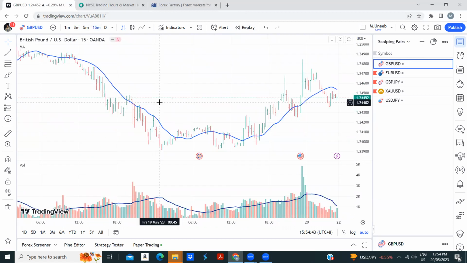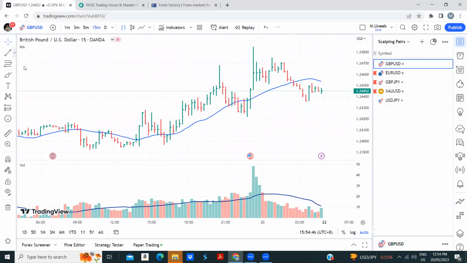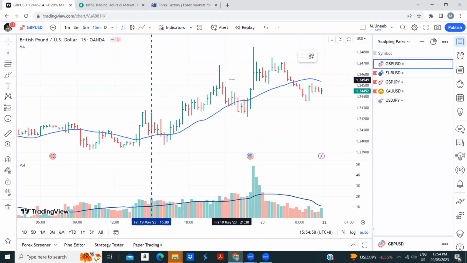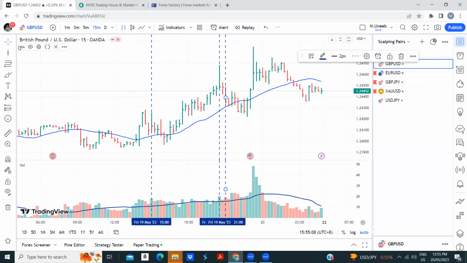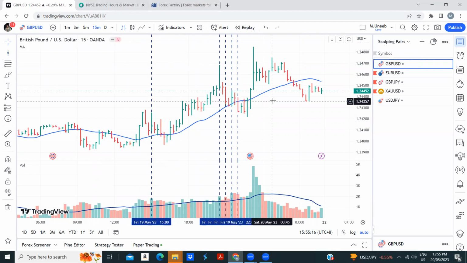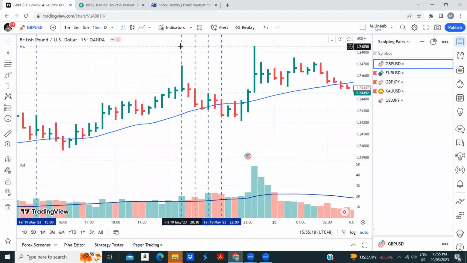Okay. So here, London Open. When is the London Open here? I think it should be 3 p.m. Okay. Now, our first one, 8:30, right? This one. Nice. This one. This one. This one. This market.